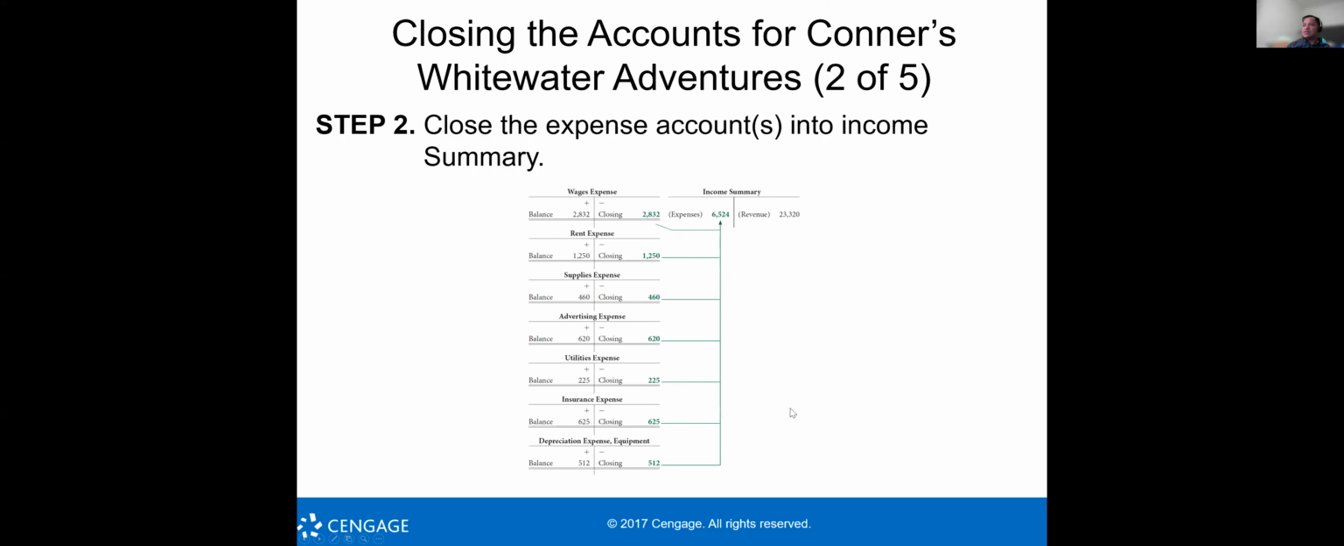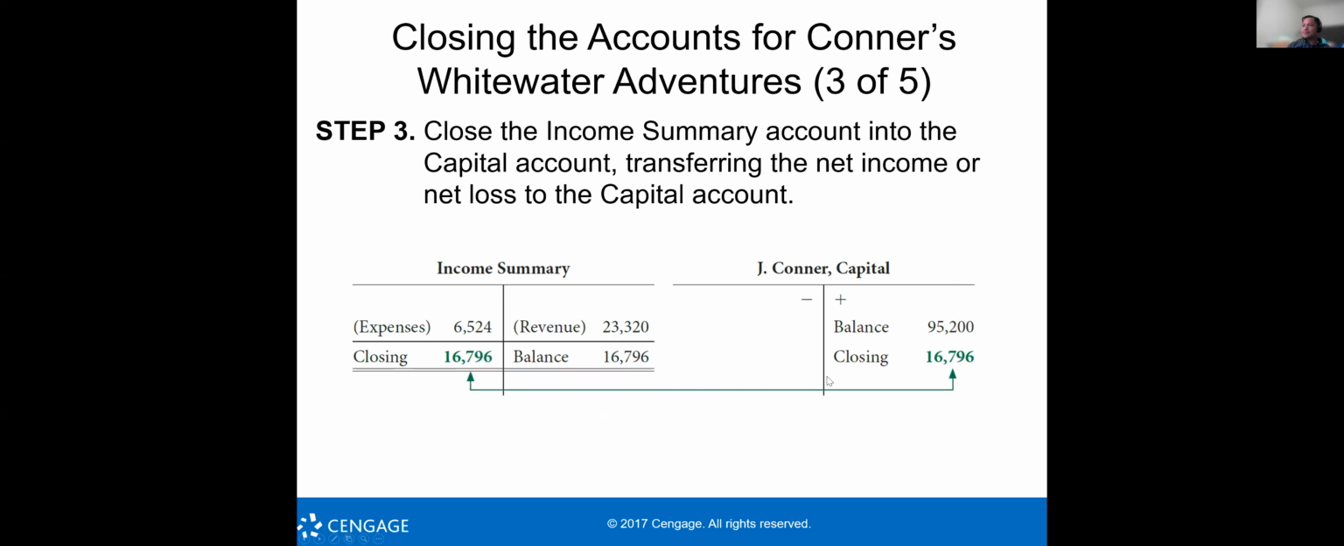Now we're going to close the expense accounts. Expense accounts normally have a debit balance. To close the debit balances, you have to credit them. So credit the individual expense accounts and then debit the income summary. As you can see, the debit in your income summary represents your expenses and the credit represents your revenue. So that's step number 2, closing your expense accounts.